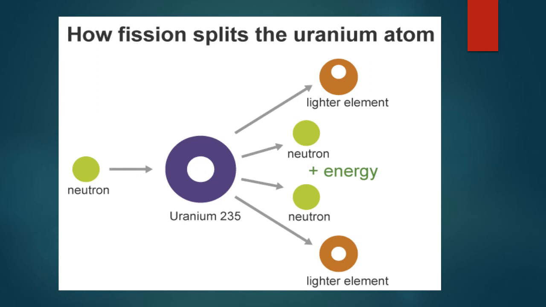Have a look at this diagram. You can see an atom of uranium 235. That uranium 235 is going to split into two lighter elements plus two neutrons, plus a huge amount of energy is released. That same reaction is used in atomic bombs too.